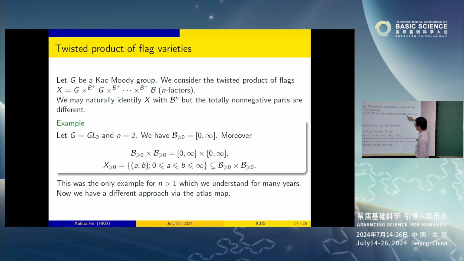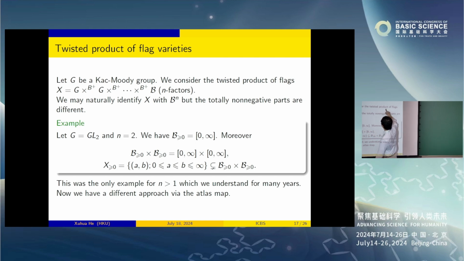So let me illustrate this with one example. Again, for G equal to GO2 and n equal to 2. Previously we talked about the totally non-negative part of the flag. This corresponds to the closed one-dimensional interval from 0 to infinity. So if you look at the totally non-negative part of this, what we get is the product of two intervals, 0 to infinity and 0 to infinity.